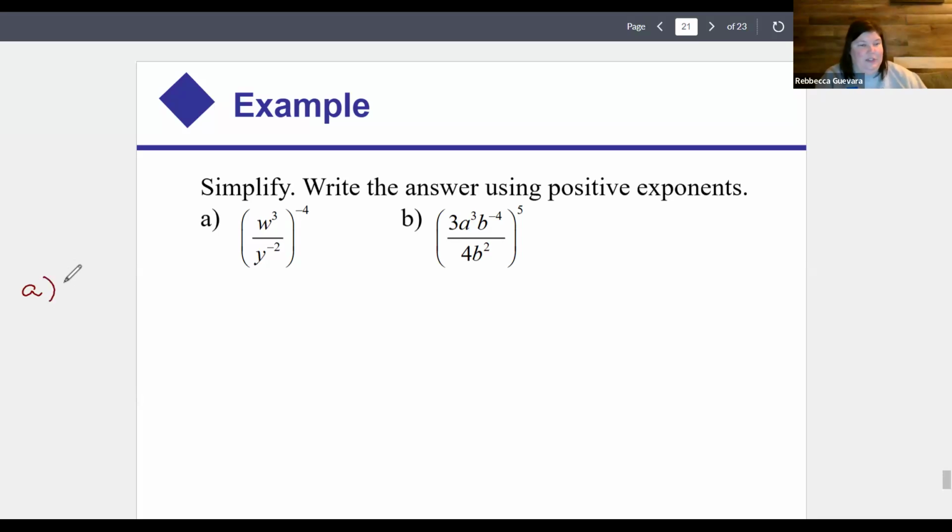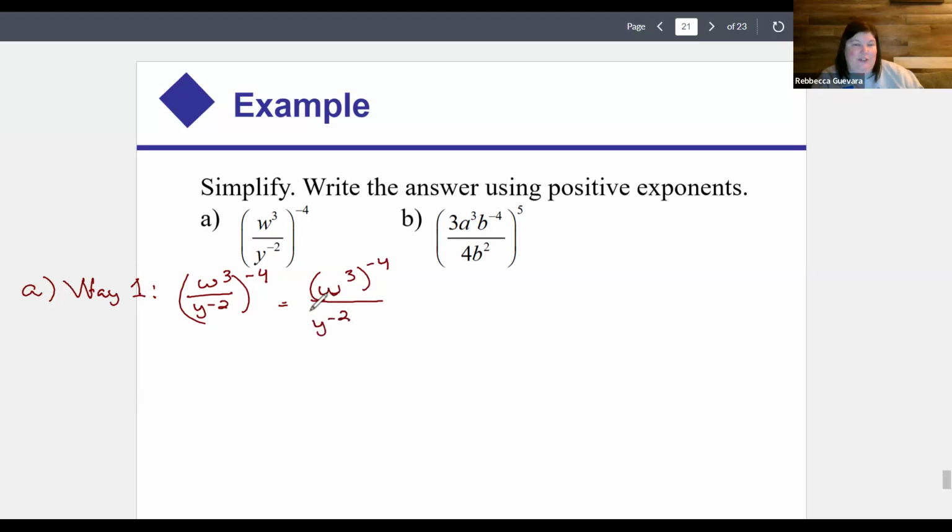I'm going to fix the way that looks. That was looking a little sloppy. Okay, power of negative 4. This is w to the power of 3 to the power of negative 4. And this is y to the power of negative 2 to the power of negative 4.